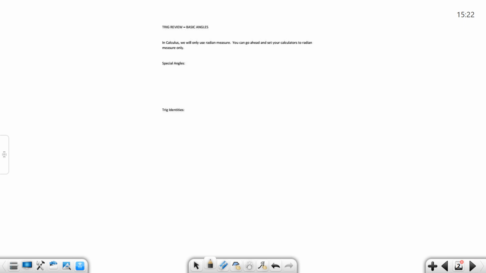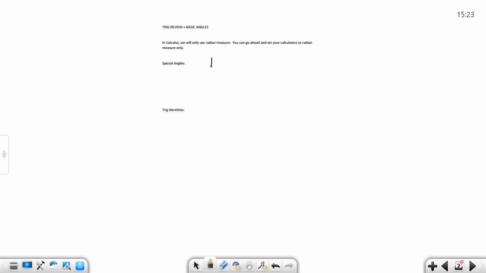If you are planning to use your calculator, which you can as long as it's one of our approved calculators, which you can find in the Canvas course, make sure you set your calculators to radian measure only. We will not be using degrees. But you do have special angles. Your special angles are 30, 45, and 60. So talking about those for a second.